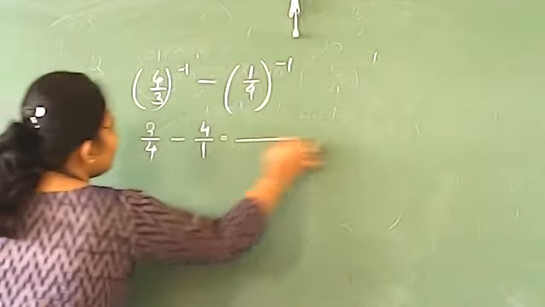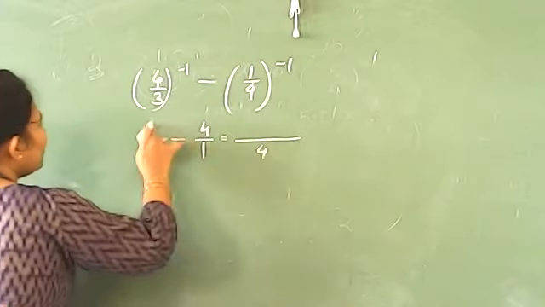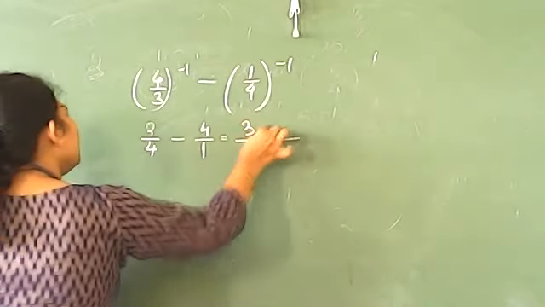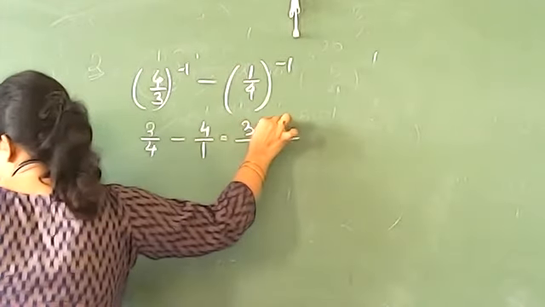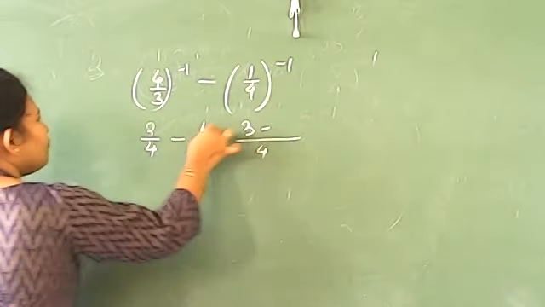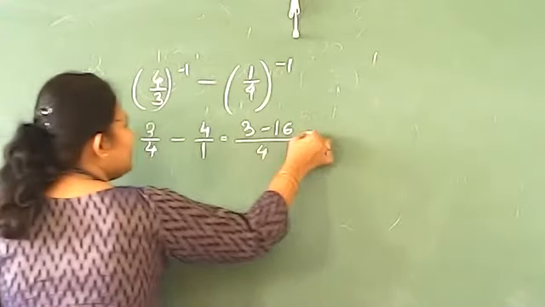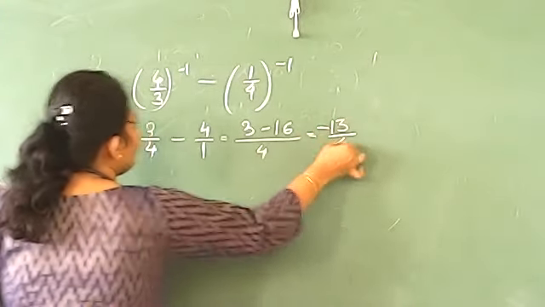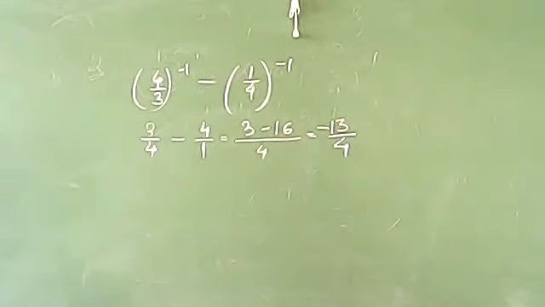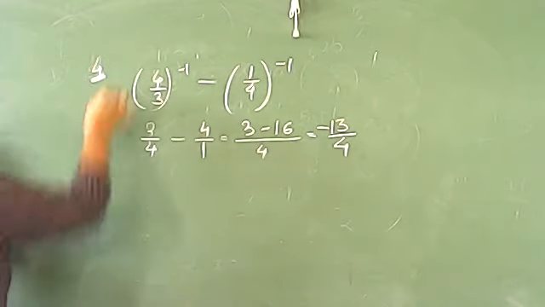We have a fraction with an uneven denominator, so we will take the LCM of it. The LCM of 1 and 4 will be 4. You will have number 3 here, and here you will have 16, since 4 fours are 16. So now you will have simply minus 13 by 4 as the answer. So the answer will be minus 13 by 4. This was question number 4, B.